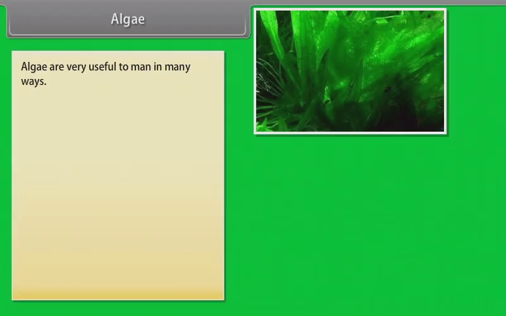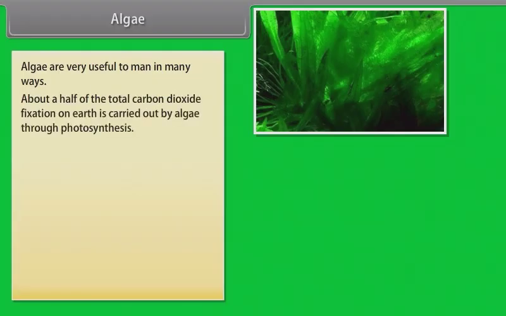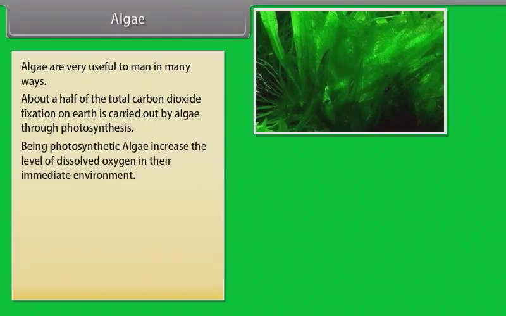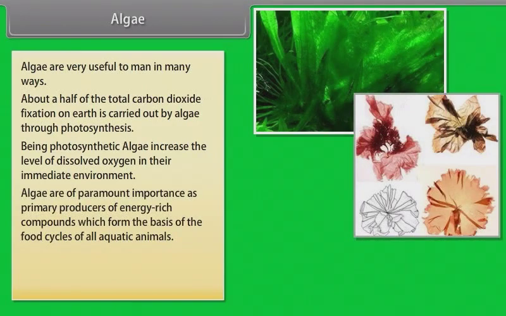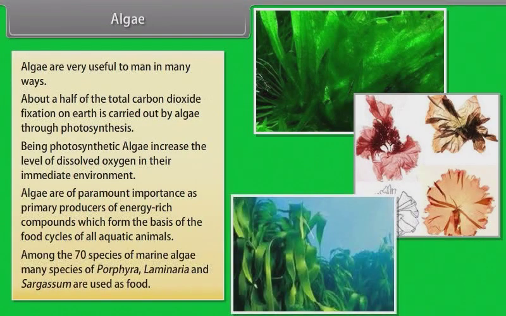Algae are very useful to man in many ways. About a half of the total carbon dioxide fixation on Earth is carried out by algae through photosynthesis. Being photosynthetic, algae increase the level of dissolved oxygen in their immediate environment. Algae are of paramount importance as primary producers of energy-rich compounds which form the basis of the food cycles of all aquatic animals. Among the 70 species of marine algae, many species of Porphyra, Laminaria, and Sargassum are used as food.